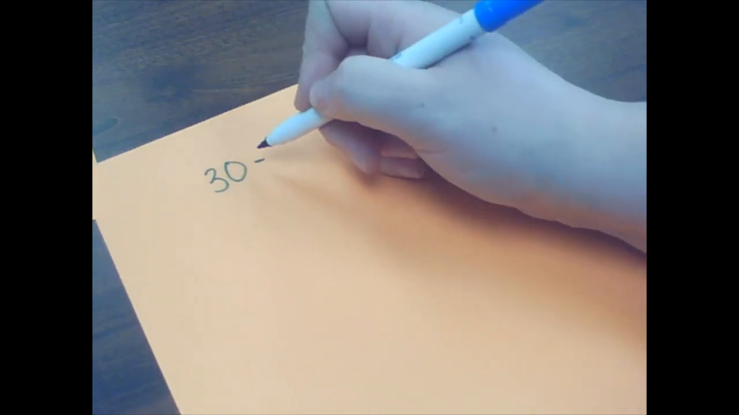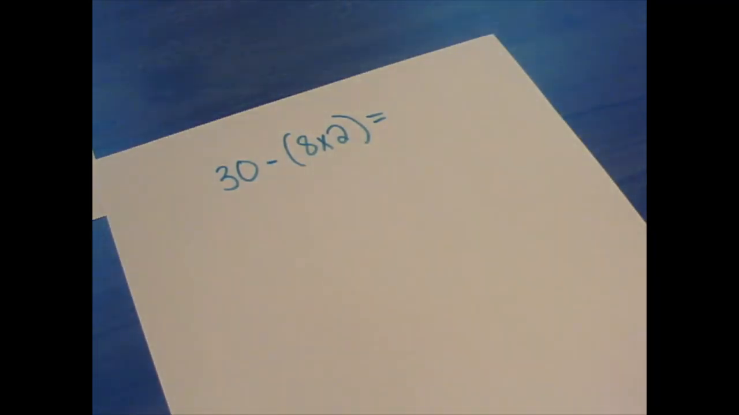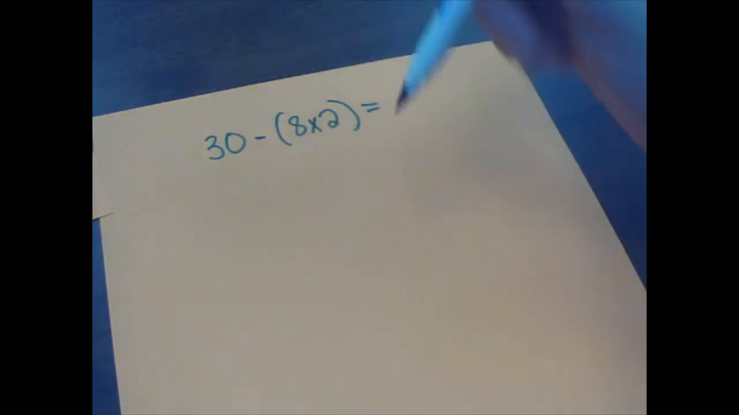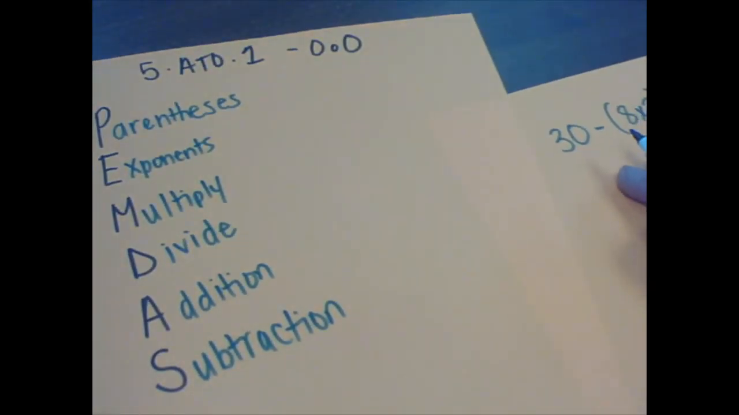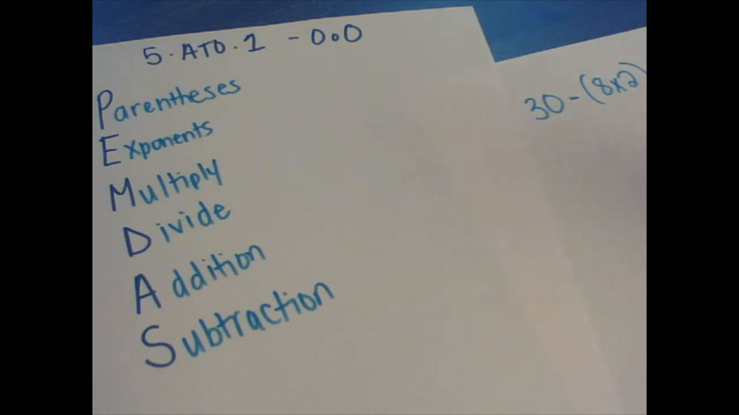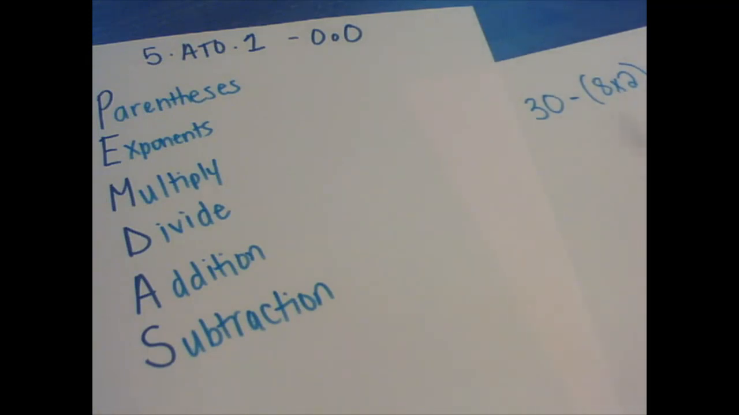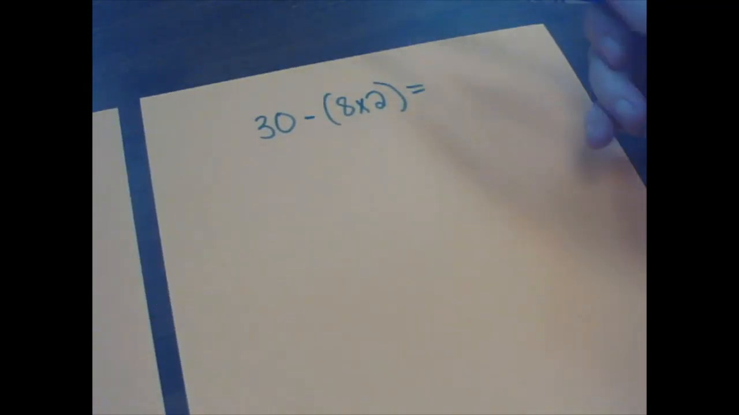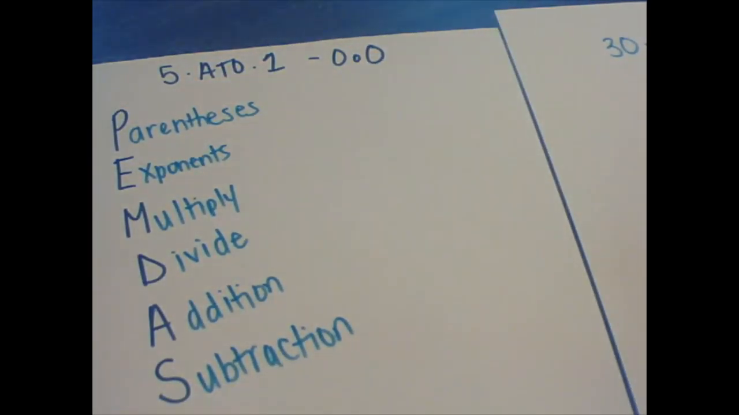So I'm going to give you a problem that looks like this. 30 minus 8 times 2. When I look at this problem, I have 30 minus 8 times 2. If I go back to PEMDAS, I have to solve this problem in this order. I have to start with whatever is in parentheses first. Do I see any parentheses in this problem? I do. I see that 8 times 2 is in parentheses. So according to PEMDAS, I have to solve what's in parentheses first.